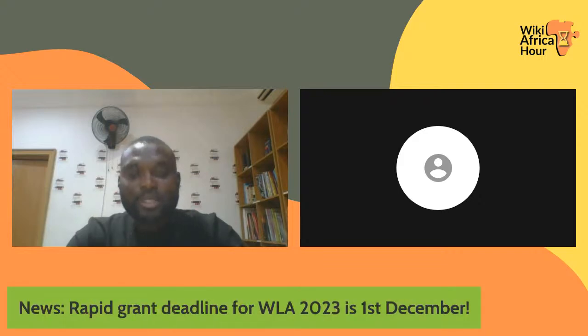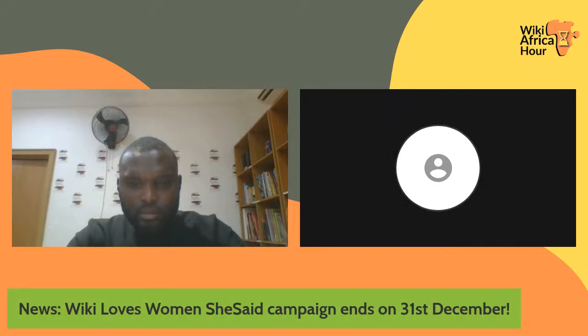The first item is to reiterate that the Wiki Loves Africa 2023 International Photo Contest will be happening under the climate and weather theme. In case you need a rapid grant and you missed the 1st December deadline, you might be able to catch up by submitting a rapid grant. The 2022 Wiki Loves Women She Said campaign on WikiQuote is ongoing. Go to the Wiki Loves Women meta page to learn more and participate. The deadline is the 31st of December 2022.